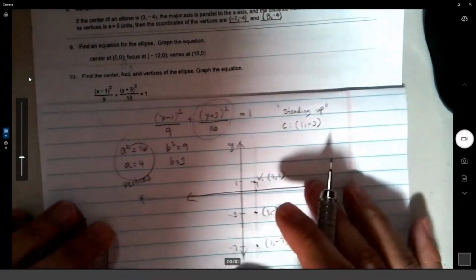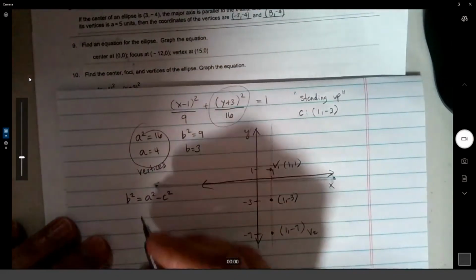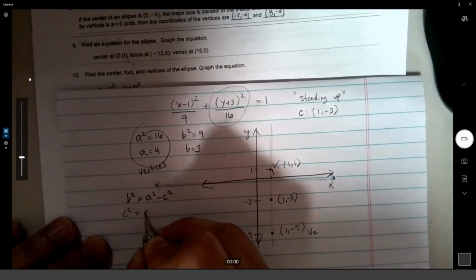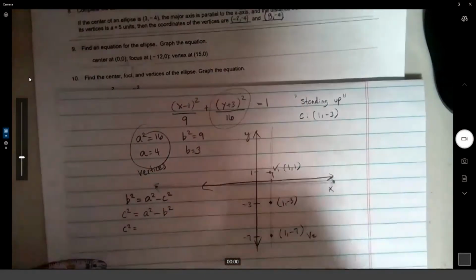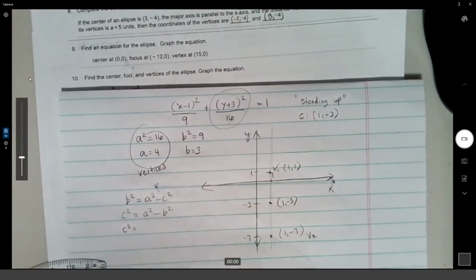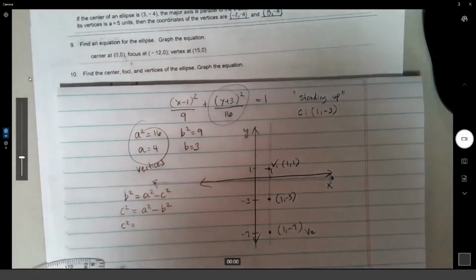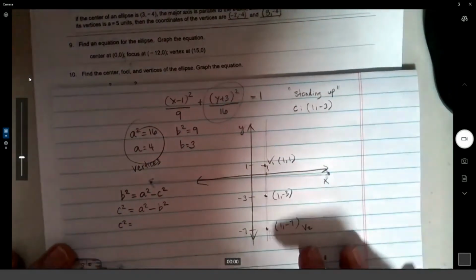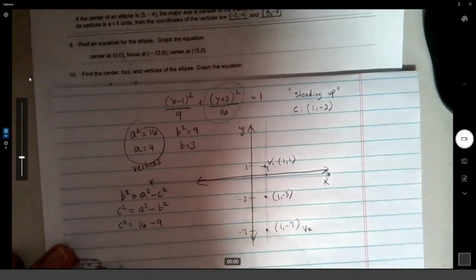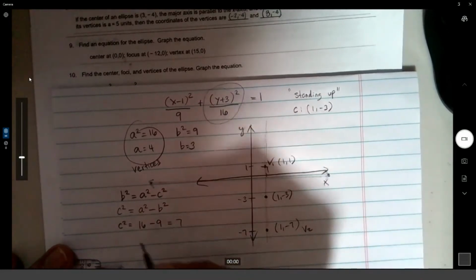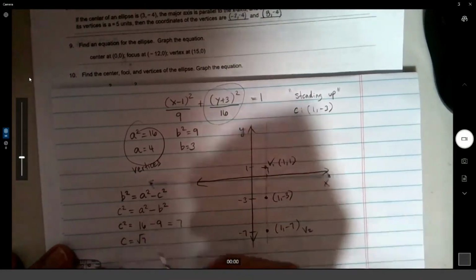To find c, we have the equation b squared is equal to a squared minus c squared. So c squared is equal to a squared minus b squared. Why do we need to find c? c will give us the number of units that the foci are from the center. So a squared is 16 minus 9. That gives us 7. So c is equal to the square root of 7.